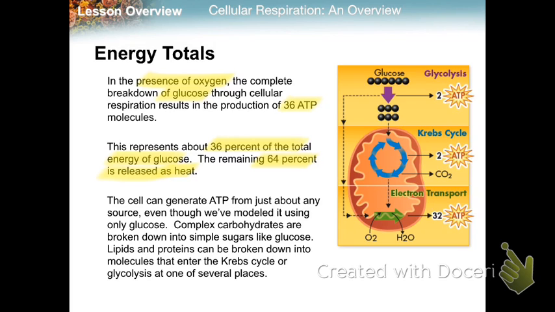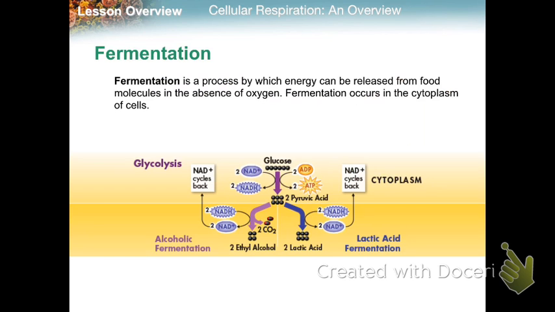So we've used glucose as our example, but anything can be broken down and rearranged into simple sugars like glucose. Lipids, proteins, and complex carbohydrates can be broken down. The cell can generate ATP from just about any food source. We just kept it simple by starting with glucose.